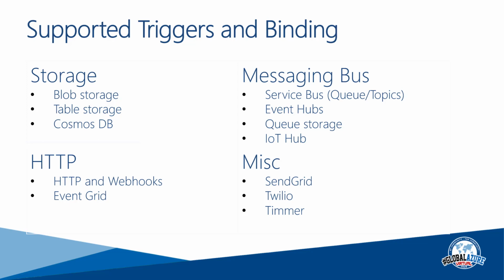For the HTTP section, I have HTTP, which is just your standard REST endpoints, and then also webhooks. And then there's also Event Grid, which is essentially pub sub, but it's done over HTTP. The final section that I have here is miscellaneous. The first two are actually not triggers. These are exclusively output bindings. The SendGrid output binding allows you to easily send out messages using SendGrid. And when I say messages, I mean email messages. Then there's Twilio that allows you to send SMS text messages. The last item here is a timer trigger function. This is a trigger that allows you to run your function on a predetermined schedule.